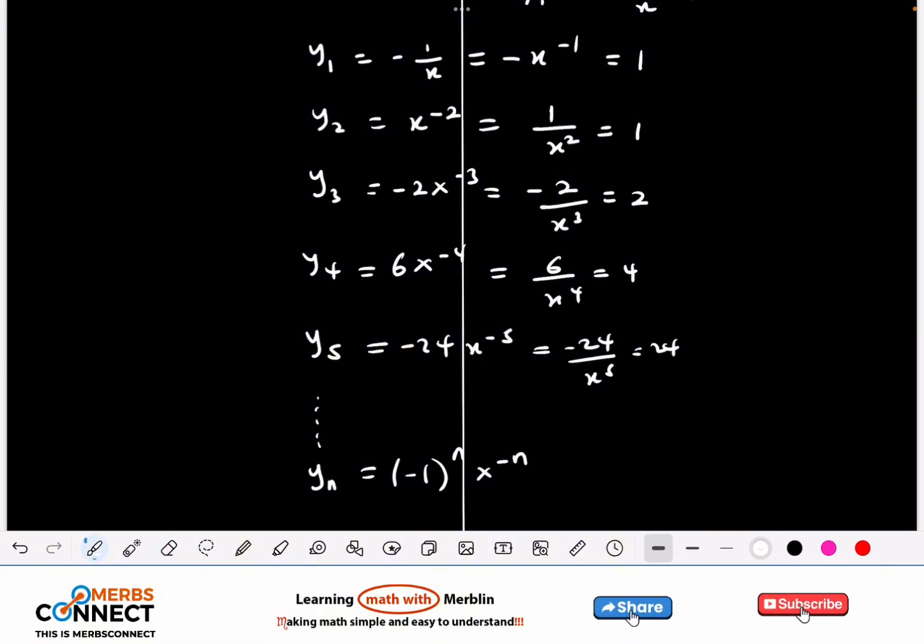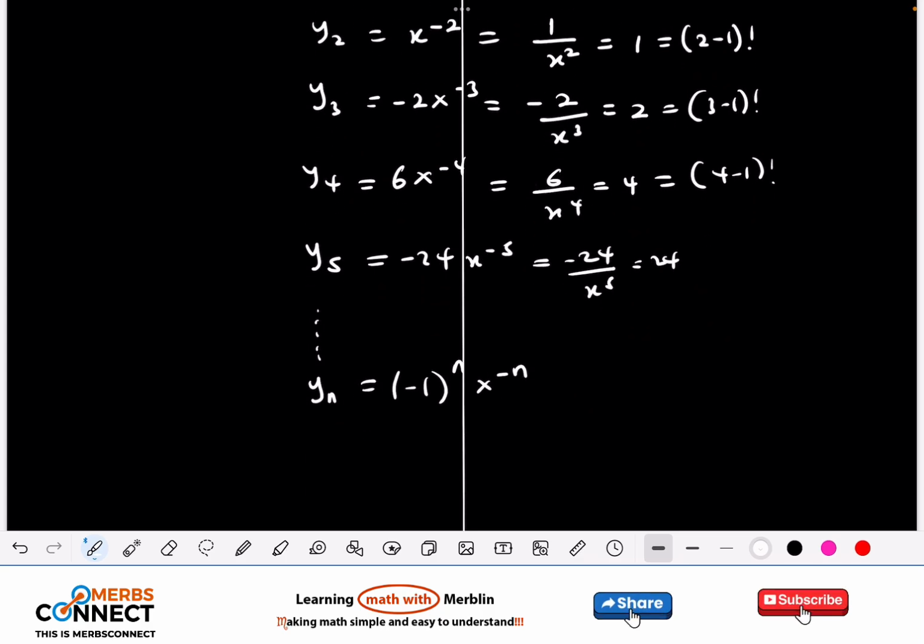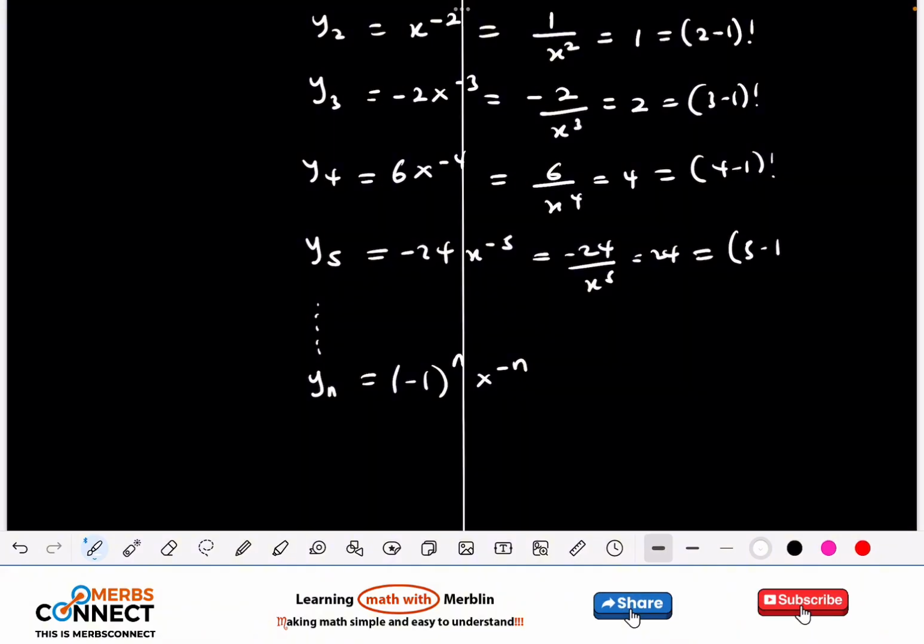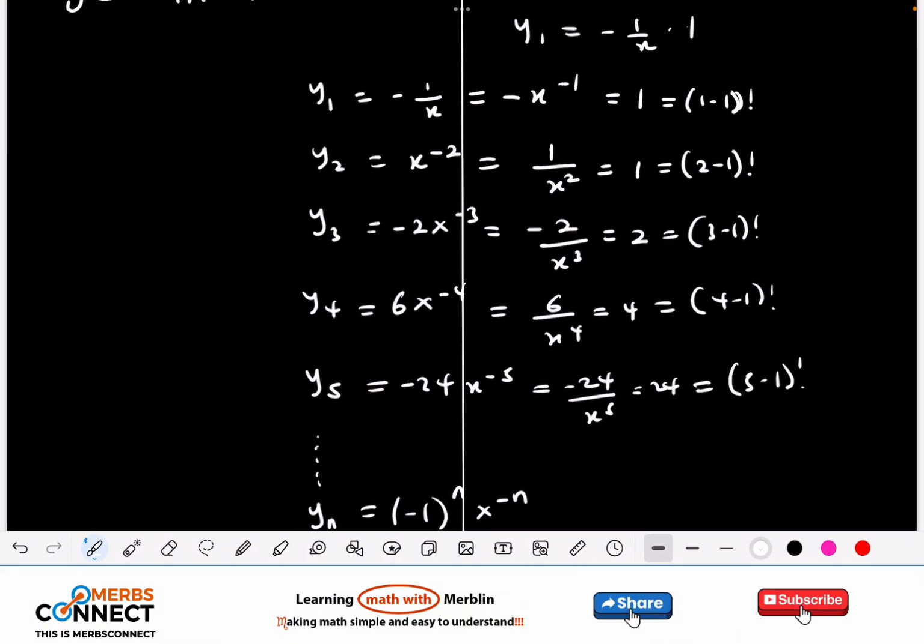Now I have 1. So 1 can be written as 1 minus 1 factorial. This can be written as 2 minus 1 factorial. This is the same as 3 minus 1 factorial. This is the same as 4 minus 1 factorial. This is the same as 5 minus 1 factorial. What is 1 minus 1 factorial? 1 minus 1 factorial is like 0 factorial, which is equal to 1. This is like 1 factorial, which is also equal to 1.